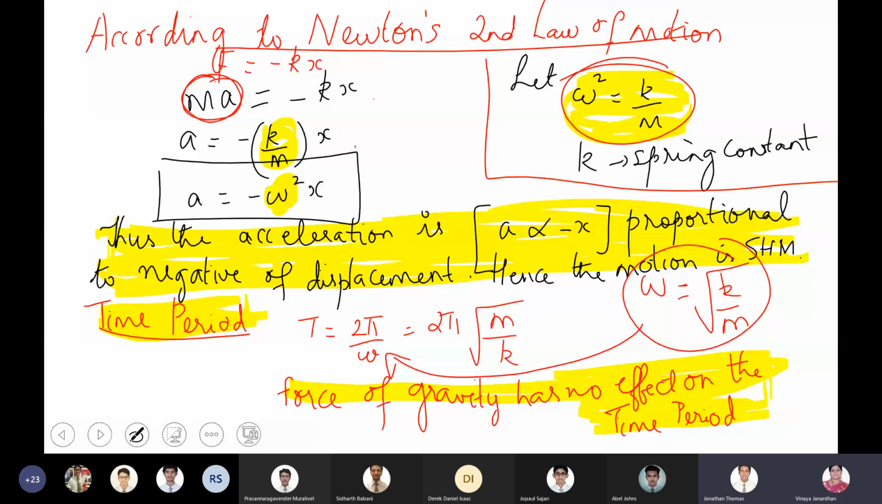Ma'am, are these equations important? Yes, they might ask you in numericals. Yes, boys, they'll be the question. You should know the expression for the time period: T is equal to 2 pi root of m by k. We'll solve numericals, then you'll understand.